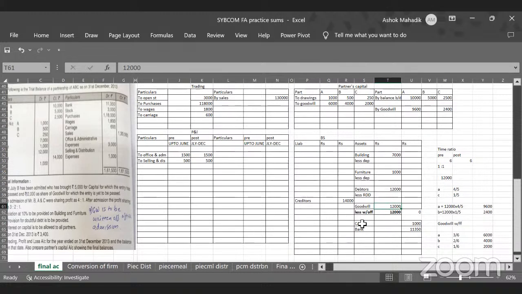This is a very important adjustment. It will be at least 2-3 marks, this one single adjustment. Now let us move ahead.